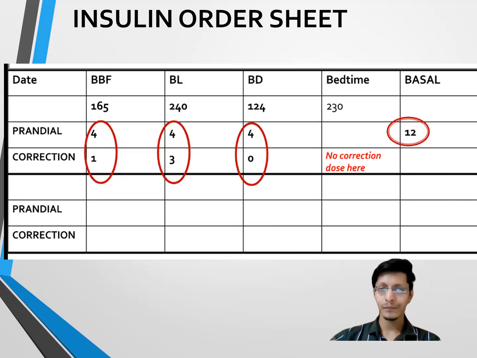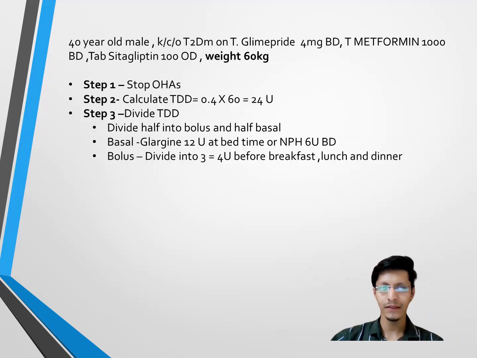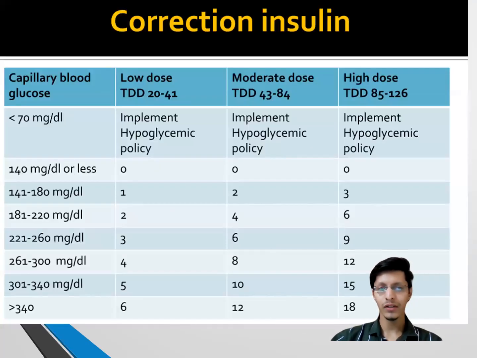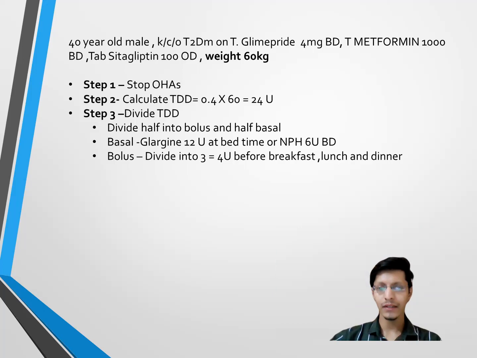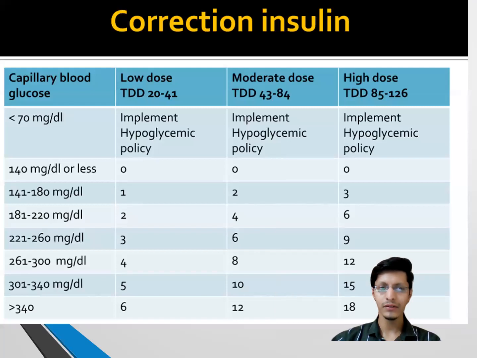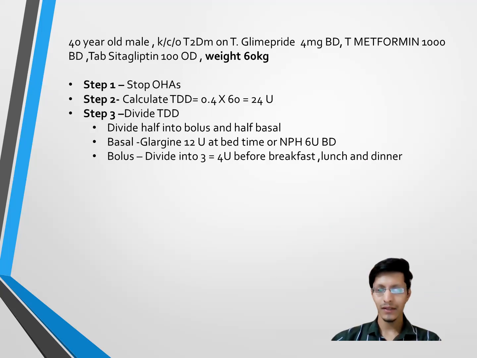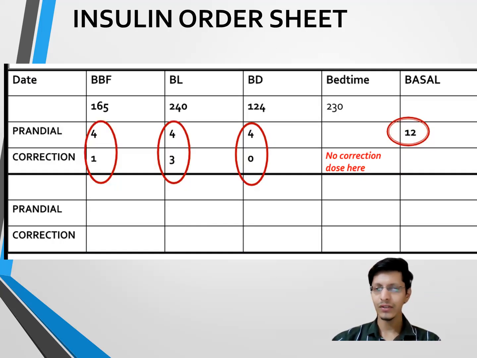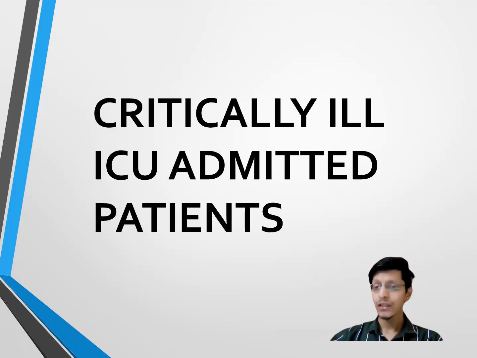Now I want to add the correction factors to it. So it is 165. So I've added a correction factor of 1. You can see here in this, if it is between 140 to 180, add the correction factor of 1. So I have added 1 over here. Okay. Now 240. Now I'll look at this 240. Okay, it is falling in this category. So I've added 3 units over here, and here 124 it is normal, 0 units. So I'll give 5, 7 and 4. Along with that I will give 12 units of basal insulin. Fine. Now in critically ill patients, what are we going to do.